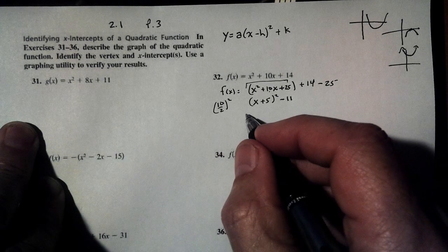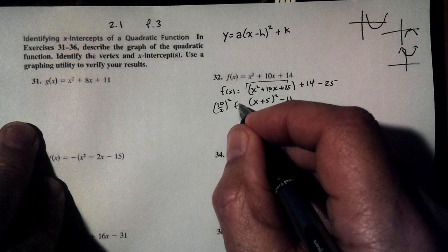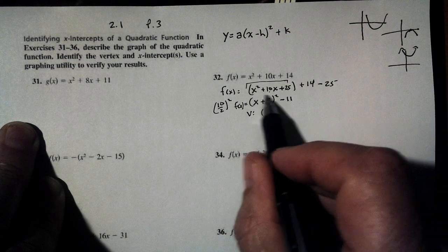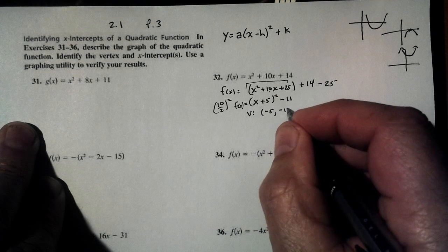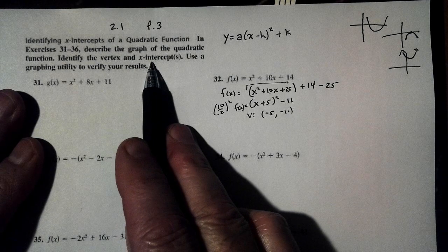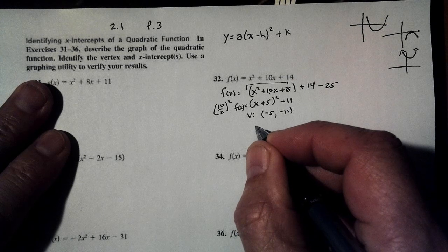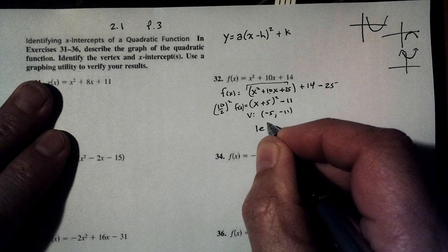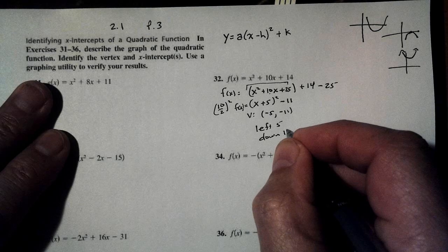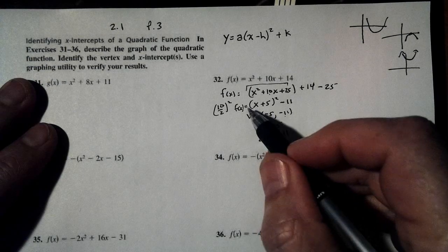Identify the vertex. So the vertex is at my vox. Here's f of x equals, is at my vox, negative 5. When x is negative 5, this whole thing is 0 minus 11. So there's our vertex. And identify the vertex, the x-intercepts, and describe. I guess I'll just describe it here. Looks just like regular old x squared, except it is left 5, down 11. It's growing at the same standard rate because this is 1 times x squared out in front.